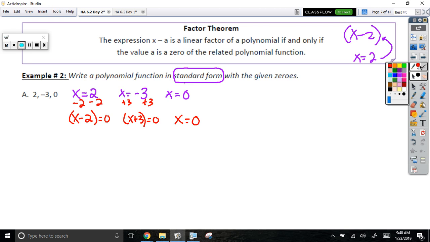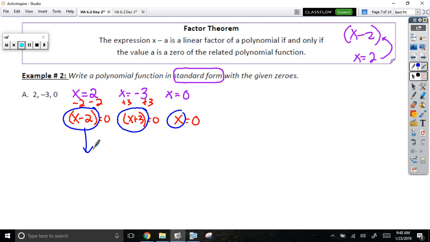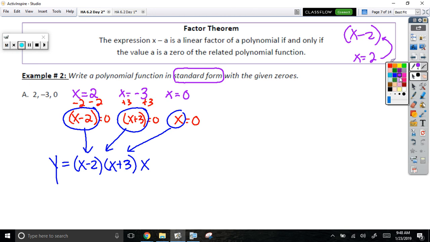So now we're going to take all 3 of these linear factors and write them together in one equation. And it needs to be a function or an equation. So we need a y equals, just like up at the top, all of our examples are y equals whatever. And we'll have x minus 2 times x plus 3 times x. That is now in factored form. Unfortunately, they want it in standard form. So how will I multiply these things together?